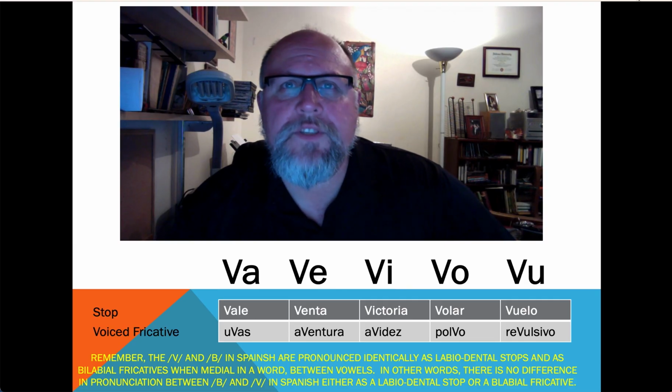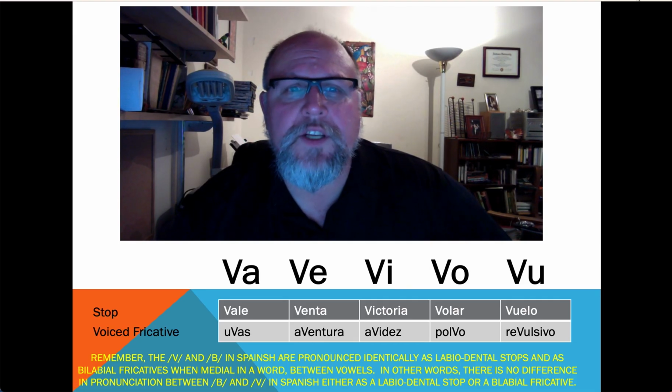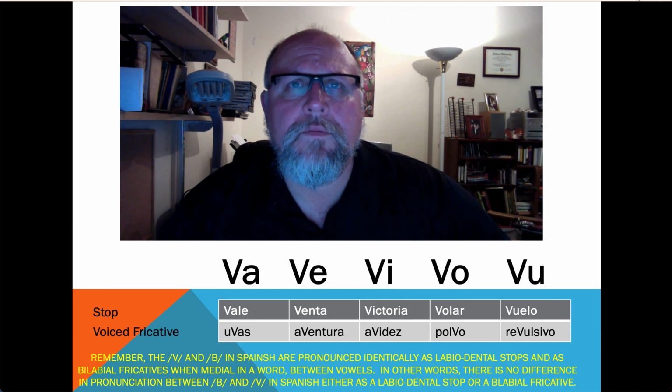The same thing happens with the B. The V and the B are pronounced exactly the same in Spanish. So this, as well as the other one, is pronounced ba, be, bi, bo, bu.